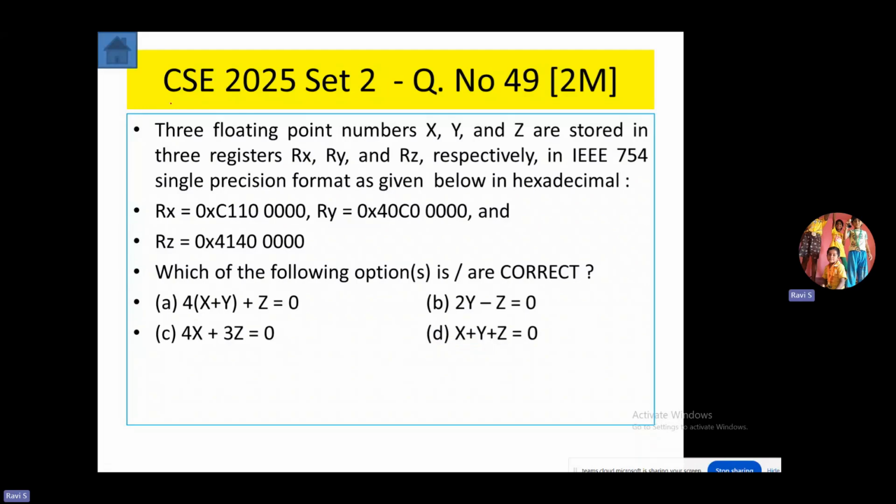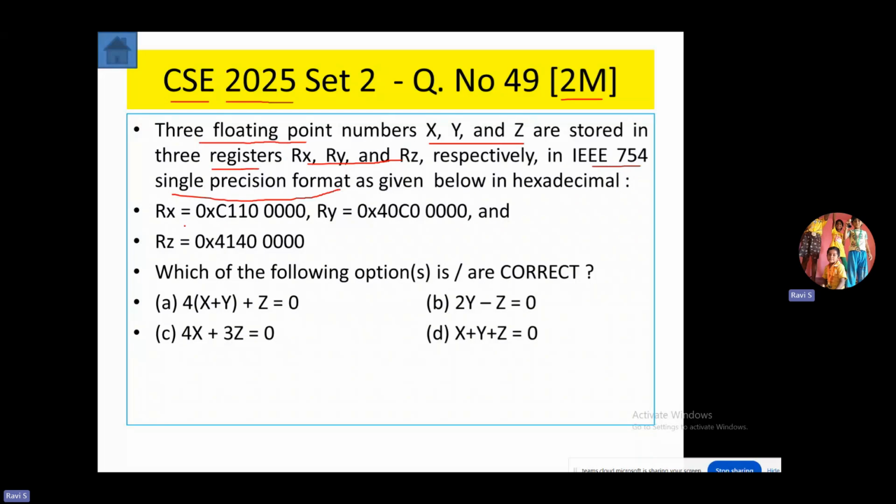In this tutorial, we are going to see a GATE question asked in the CSE department in the year 2025. It's a 2-mark question. The question is: 3 floating point numbers, namely X, Y, and Z, are stored in 3 registers, which are RX, RY, and RZ, and it is stored in IEEE 754 single precision format.